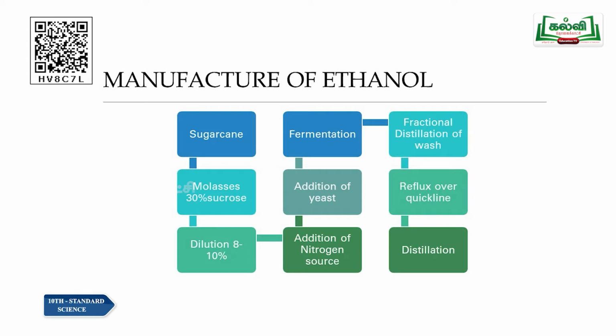Then another portion of this mixture is further subjected to distillation, and we get what is called absolute alcohol. As the name says, absolute alcohol contains about 100% of alcohol, which is the pure form of alcohol, that is ethyl alcohol.